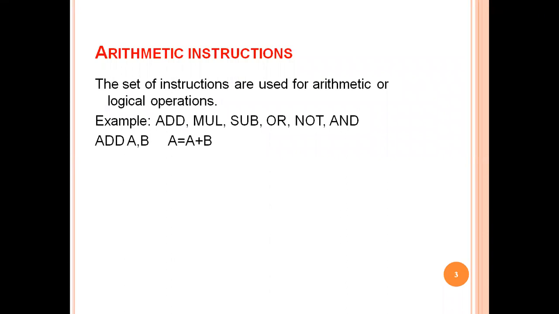Now see here, these are the different examples of arithmetic instructions. Add means we are adding two numbers. Multiplication means we are multiplying two numbers. Then subtraction, we are subtracting one number from another. OR, NOT and AND are the Boolean operations. That means these are all logical operations. So these are all examples of arithmetic types of operation. In one example I have given, ADD A, B: the two values stored in register A and register B will be added up, and the final value will be stored into register A. So this is one example of an arithmetic instruction.